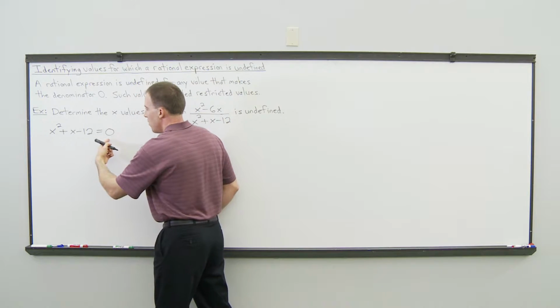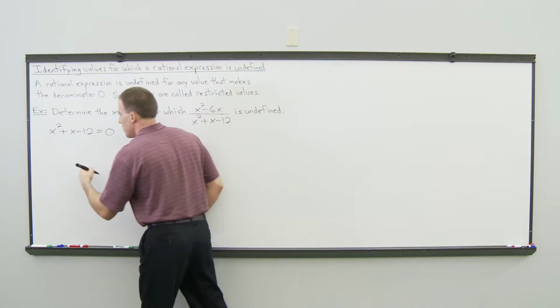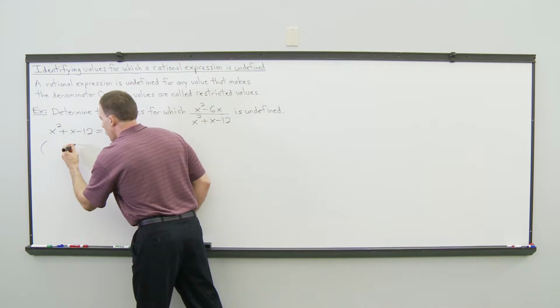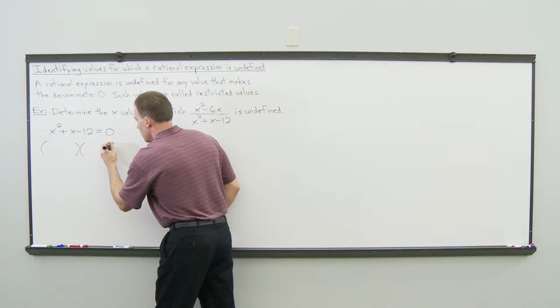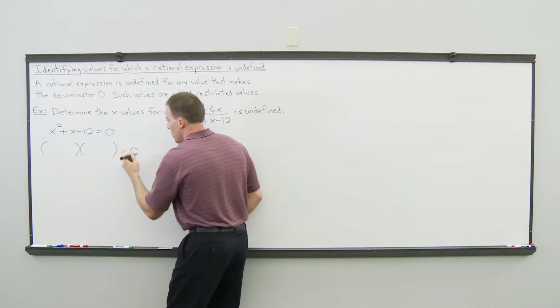So this is a quadratic equation. It's set equal to 0. We can solve it by the zero product rule, which just involves factoring the trinomial. So we'll set up two sets of parentheses here for the two factors.